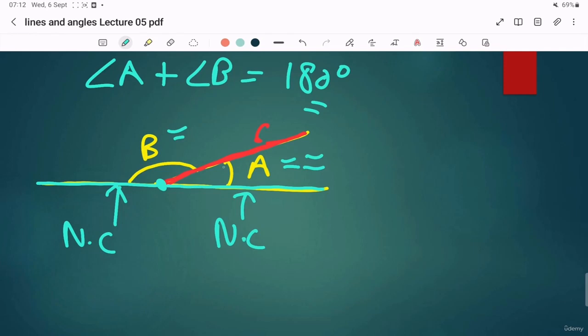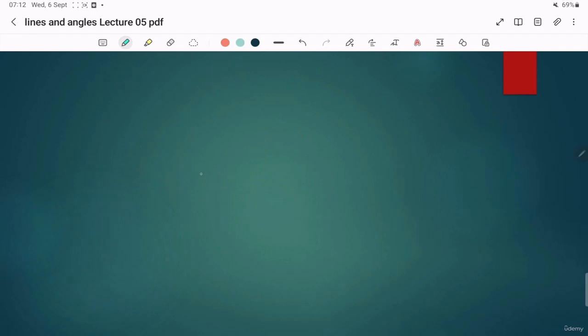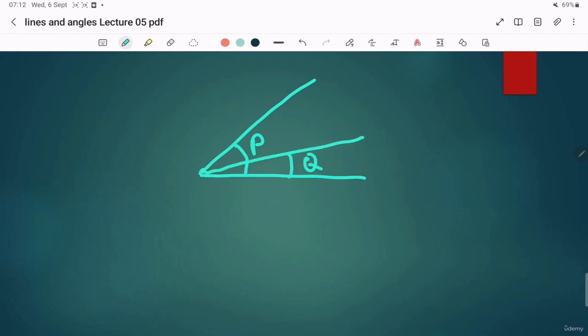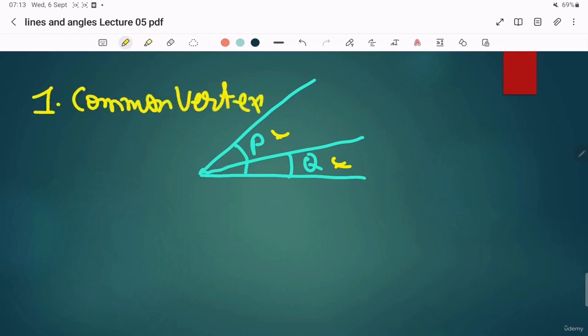Now, let's see another example. Let's say we have angle P and we have angle Q. Now, check whether these two angles are a linear pair or not. For these two angles to be a linear pair, they must fulfill three conditions. First condition is they must have a common vertex. Now check whether they have a common vertex or not. This is angle Q. Its vertex is this. This is angle P. Its vertex is also this. So, these two angles have a common vertex.